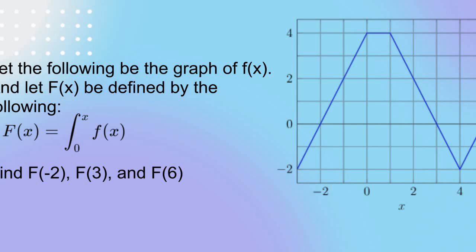So it says let the following be the graph of f of x. Okay, so that's a little f of x. So we've talked about this before, that we need to be really careful about what type of graph we are looking at. This is little f of x. And then it says let big F of x be defined by the following. Big F of x equals, so notice that this is an accumulation function, the integral from 0 to x of f of x. We're missing the dx there.